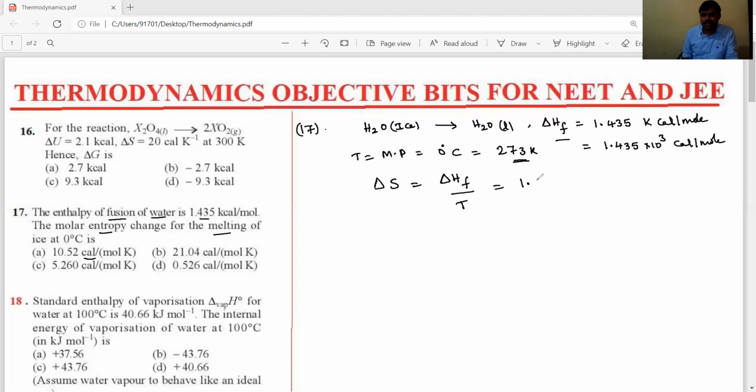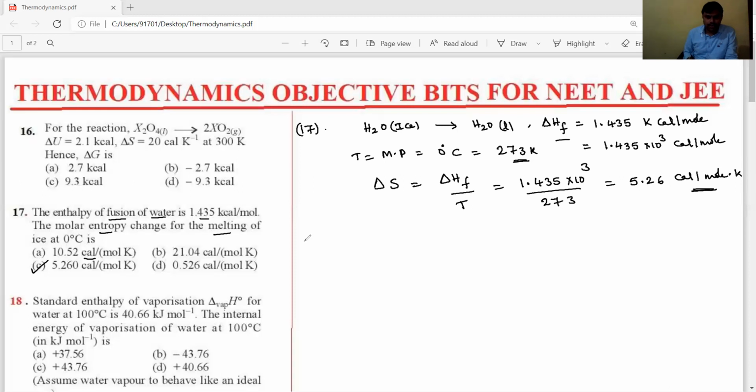Okay students, now delta S is equal to 1.435 into 10 to the power of 3 divided by the temperature, 273 kelvins. On simplification we'll get 5.26 calories per mole kelvin. So the answer is 5.26, which means the third option is correct.